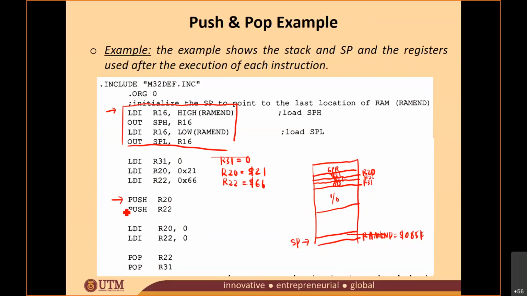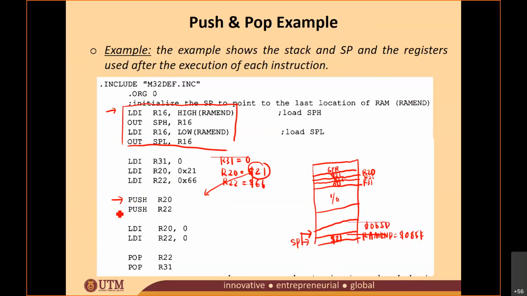Next instruction is push R20. So what happened here is I take the value from R20, which is 21, and put it to my stack. So this is my stack. R20 value 21, I put to my stack. So now the stack has the 21 value, and my stack pointer now decreases by 1. It points to address 085D. So this is my stack pointer after I do this push instruction.